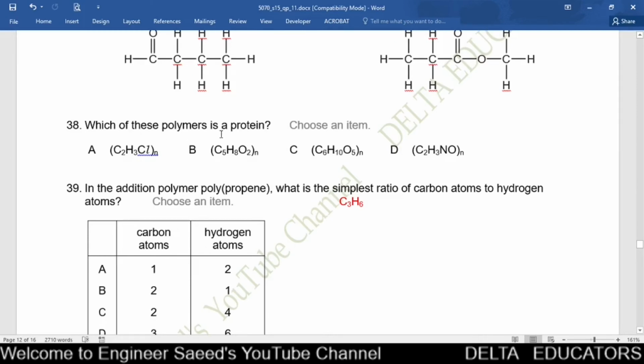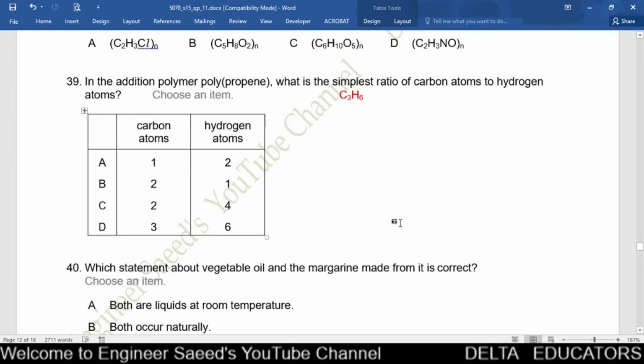In B also nitrogen is not present, so this one is also not a protein. In C also we do not have nitrogen, so this one is not a protein. Here the correct option is option D. Here we have carbon, hydrogen, nitrogen and oxygen, so this one represents a protein. So the correct option is D.